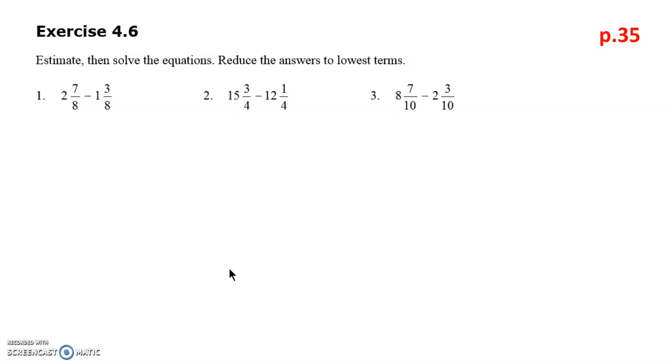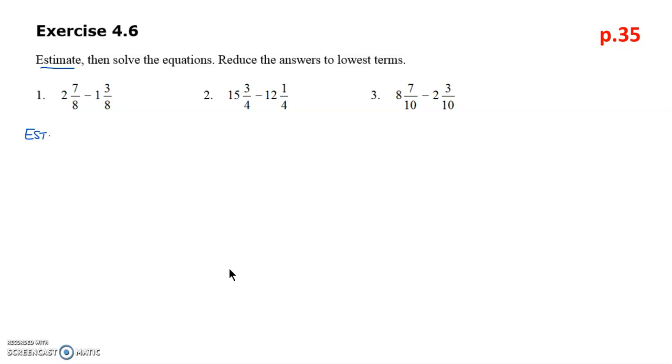The first 3, what we're going to do is just estimate. They already have common denominators, so some of these don't require borrowing at all. So we can see 2 and 7/8 minus 1 and 3/8. We're not going to need to borrow, but let's do the rounding part to practice that.